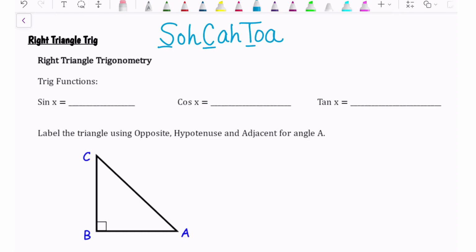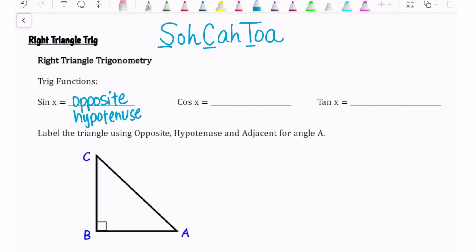In this video, I'm going to go over how to use trig functions to find missing sides of right triangles. When we're doing right triangle trig, we are using sine, cosine, and tangent. The acronym that many people use to remember the order of the sides is SOH CAH TOA. So for sine, we have opposite over hypotenuse.